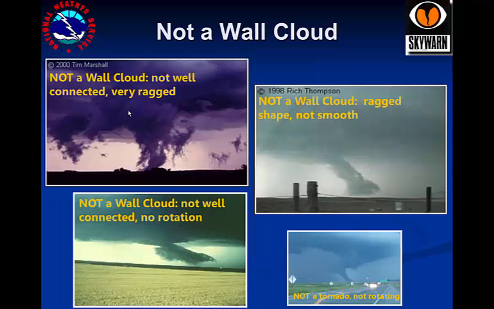Some features, such as ragged low clouds called scud clouds, can be mistaken for wall clouds or even tornadoes. These low clouds may move quickly, but observing them should reveal their straight motion as opposed to rotation. Scud clouds are not well connected to the cloud base and also lack the smoother look of most wall clouds. The photo on the bottom right was taken just north of Oroville and shows a feature called the tail cloud, which does not rotate and is not a wall cloud or a tornado.